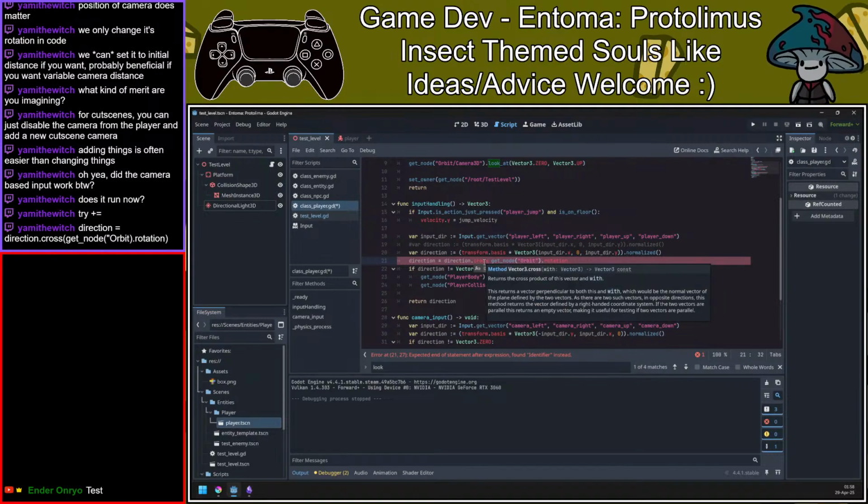Returns the cross product of this vector and width. This returns a vector perpendicular to both this and width, which would be the normal vector of the plane defined by the two vectors. As there are two such vectors in opposite directions, this method returns the vector defined by a right-handed coordinate system. Okay, I don't know what width means.